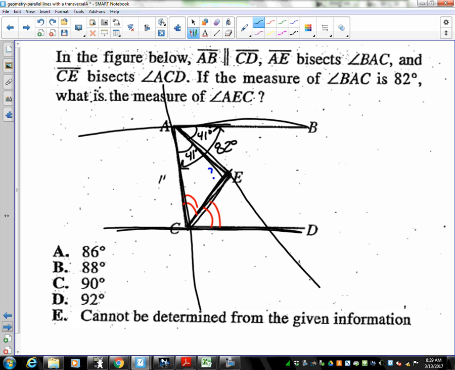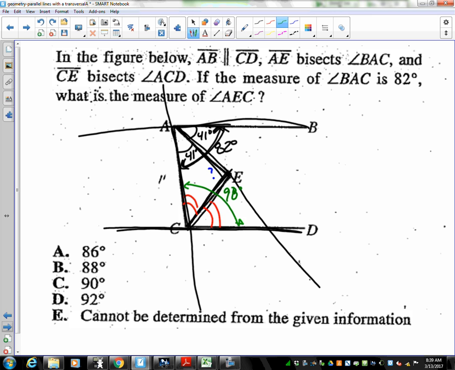Now, again, we've got this angle was 82 degrees. So that 82 degree angle and then this angle, those would be same side interior. So that means that that pair would be supplementary. So I'm going to do 180 minus 82, and that's 98.